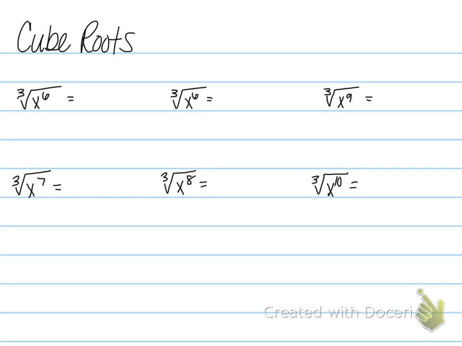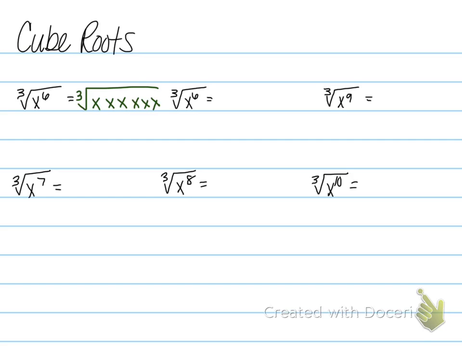Okay, when we left off last time, we were dealing with simplifying square roots. Now we're going to deal with simplifying our cube roots. They're going to be set up the same way. So I'm going to start with my cube root of x to the sixth. I'm going to rewrite this as the cube root of x written out 6 times.